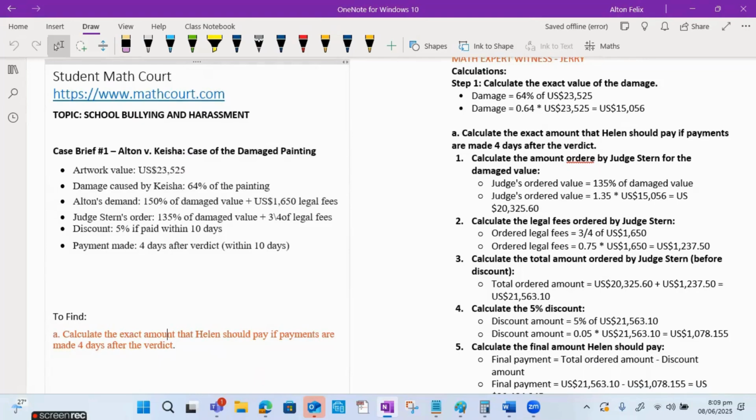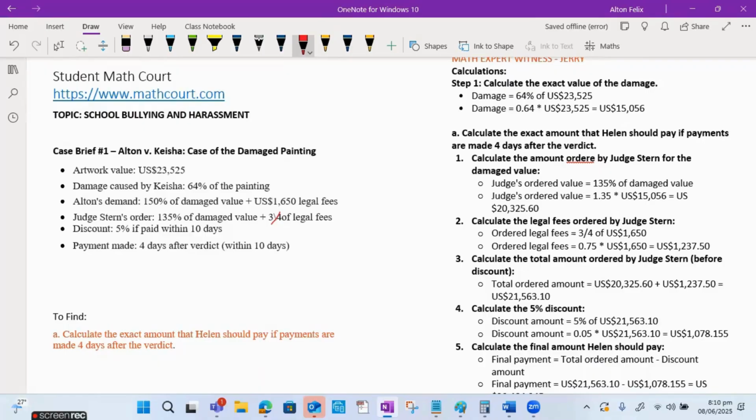This matter is before Judge Stern, and a final verdict was reached where Judge Stern said, listen, Keisha should pay 135% of the damage value and 3/4 of the legal fees. Now, Keisha's mother, Helen, is also before the court, and the judge is willing to give a 5% discount if payments are made within 10 days. We are assuming here that Helen would have paid within 4 days of the verdict.